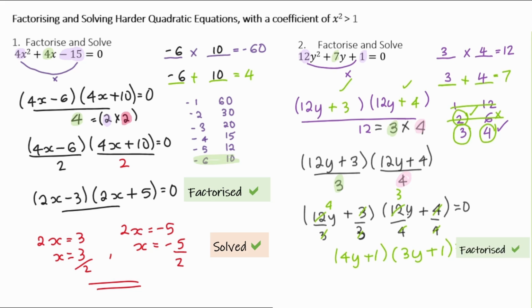We would then separately equate both these brackets to 0, which means the first solution for this would be y is equal to minus 1 over 4. And for the second bracket, the solution would be y is equal to minus 1 over 3. And these are the solutions for number 2.